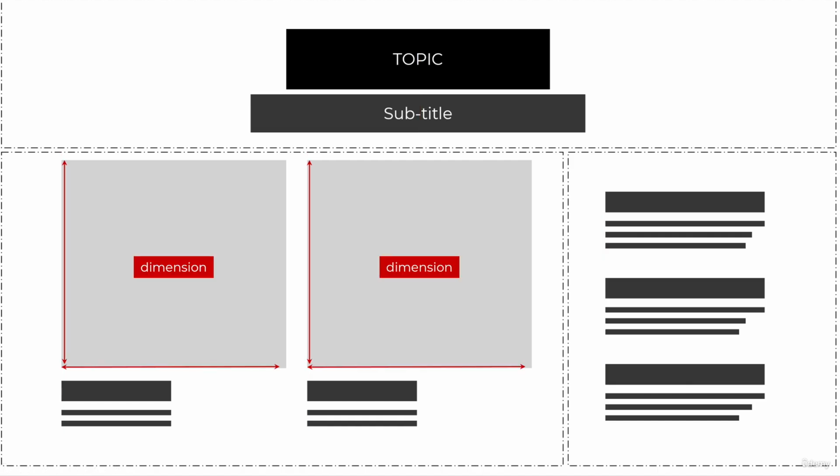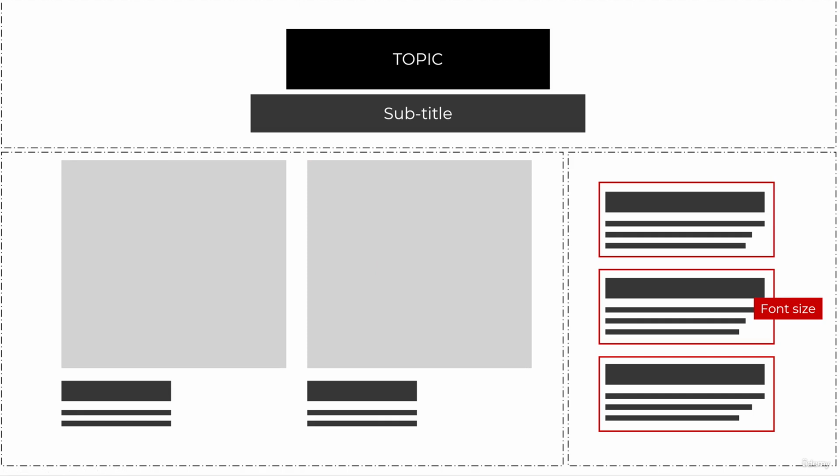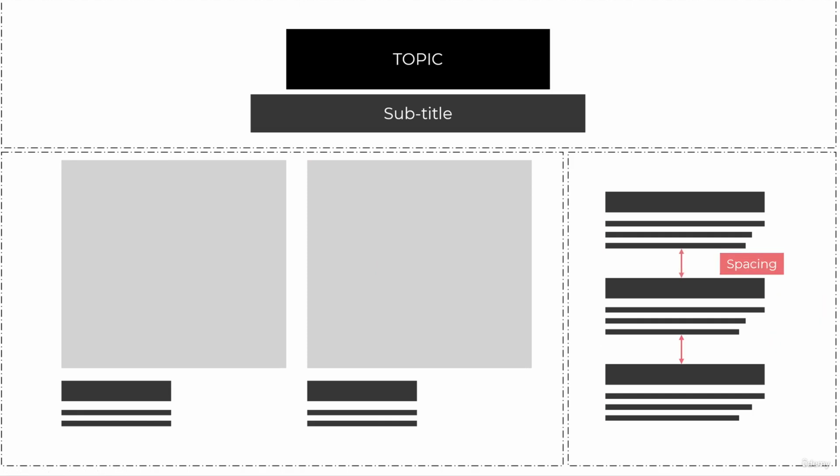And within each segment, the same type of element should have the same size. For example, the images should have the same dimension, and the text should have the same font size structure, with evenly distributed spacing. This way, even if you have a variation of content, you can still achieve a layout that looks neat and in good order.